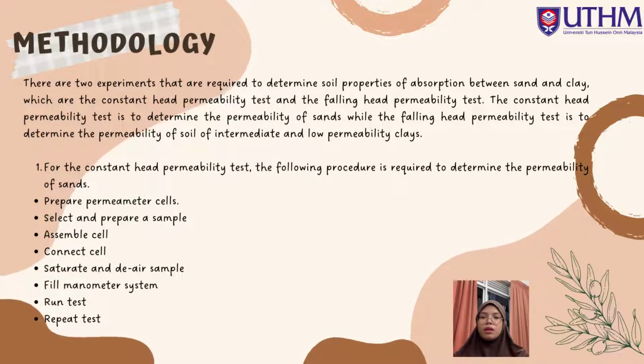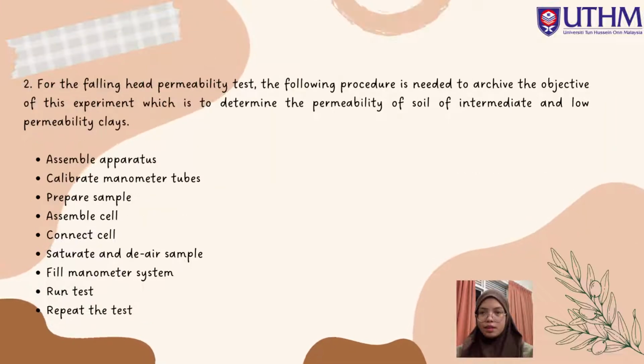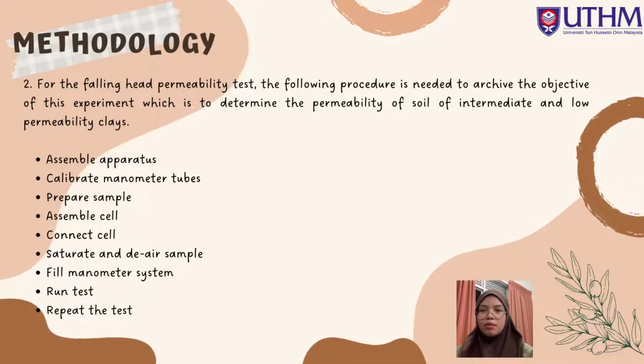Note the moment the first run begins on the clock. For the falling head permeability test, the following procedure is needed to achieve the objective of this experiment, which is to determine the permeability of soil of intermediate and low permeability clays.